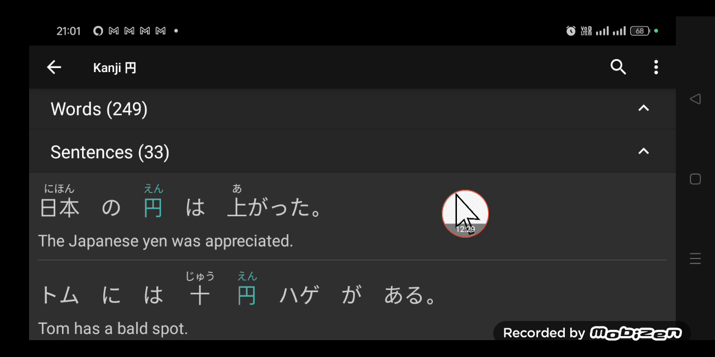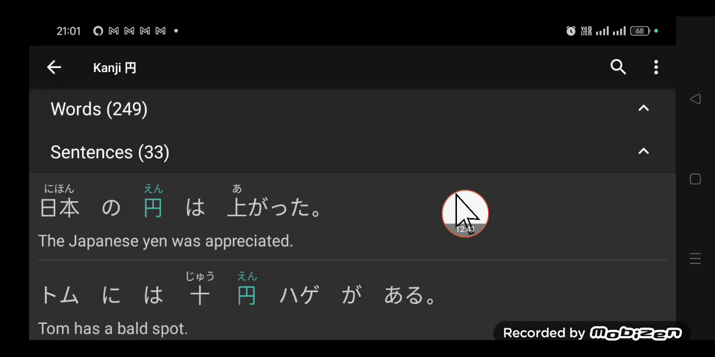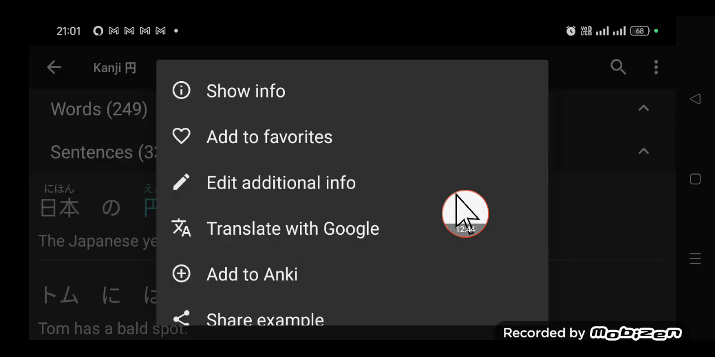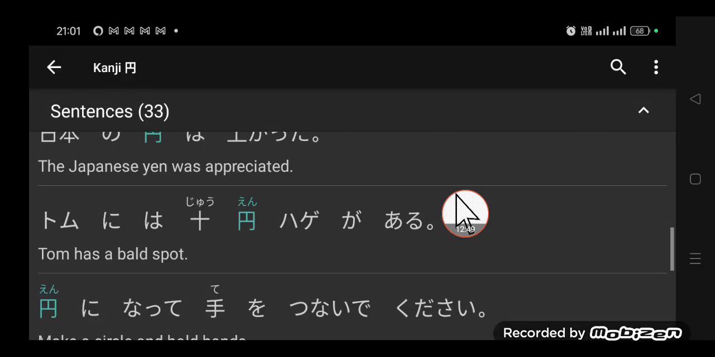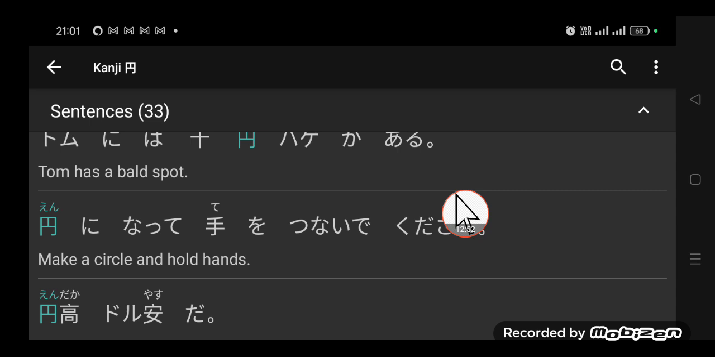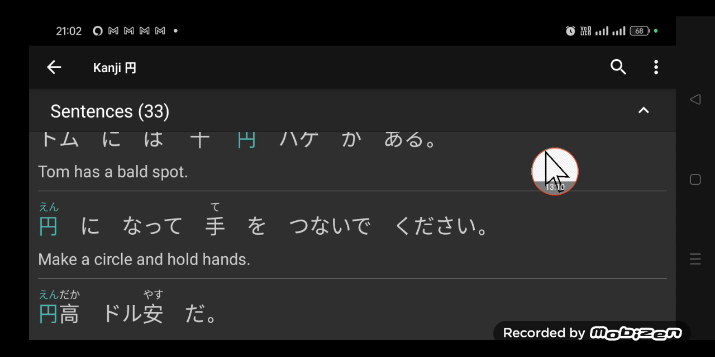Okay, let's have some example sentences here. The Japanese yen was appreciated. Nihon no en wa agatta. Okay, and we have here, make a circle and hold hands. En ni natte, te wo tsunaide kudasai.